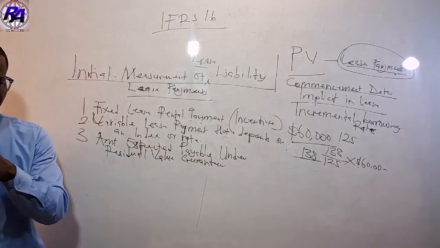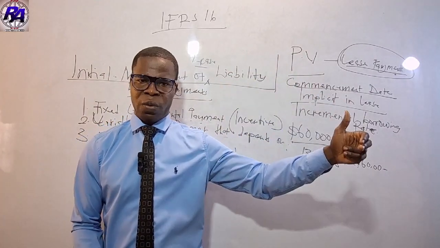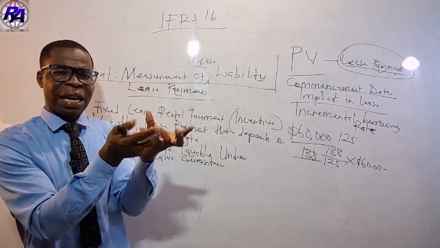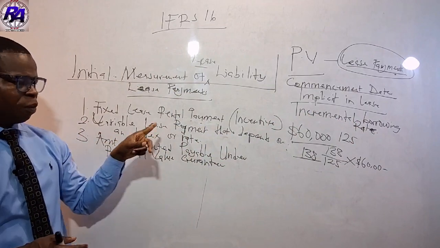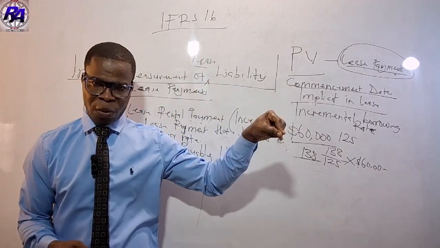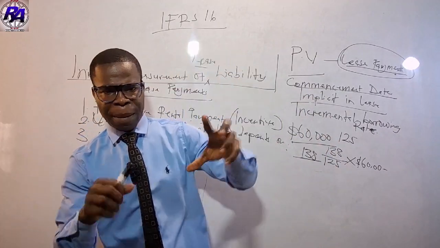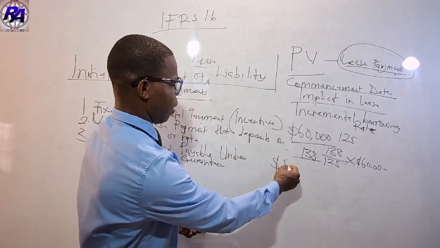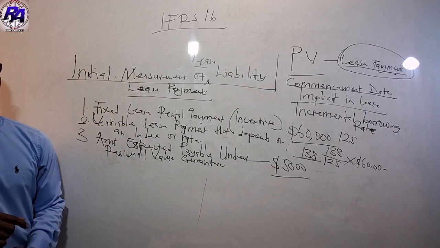What does it mean? This is when a party which is unrelated to the lessor, or a third party, which can be related to the lessee, promises the lessor that at the end of the lease term, the value of the underlying asset will be so and so amount. That is what we are looking at as an amount expected to be payable under residual value guarantee. Let's say at the end, the value of your asset is going to be 5,000. This amount is what we call the amount expected to be payable under residual value guarantee.